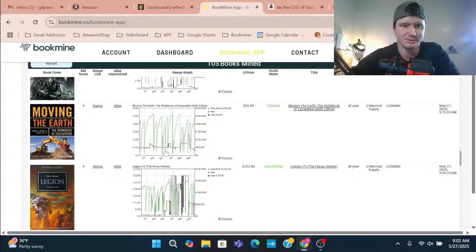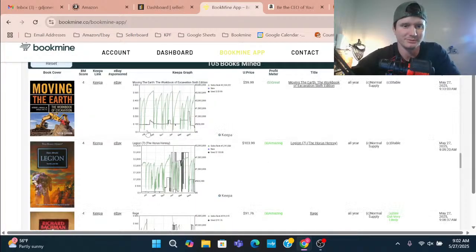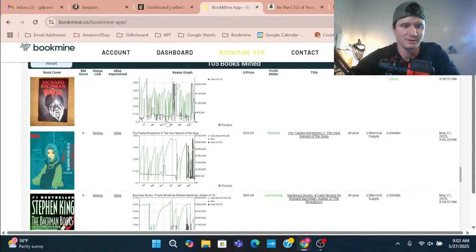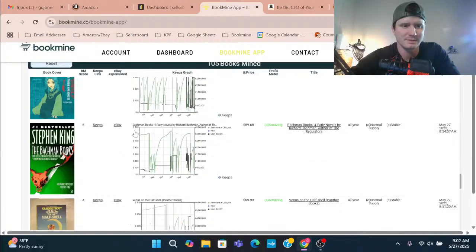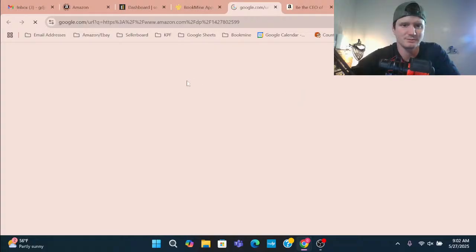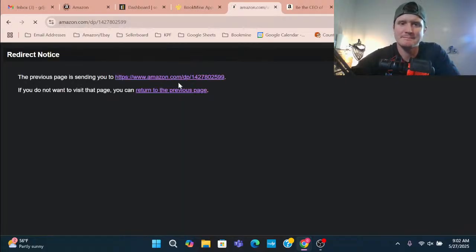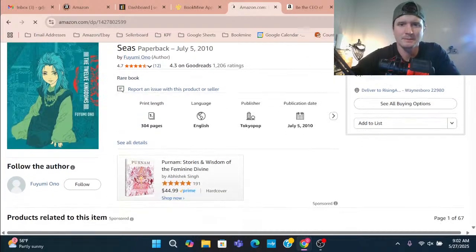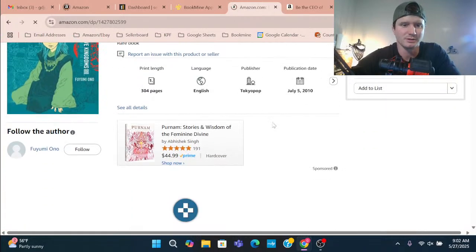Moving the earth. Doesn't look bad. This one at 59 looks like the usual price is at 99 though, right there at the 100 price. That one, 33. This one doesn't look bad. Look into this one a little bit more. Paperback is $33.